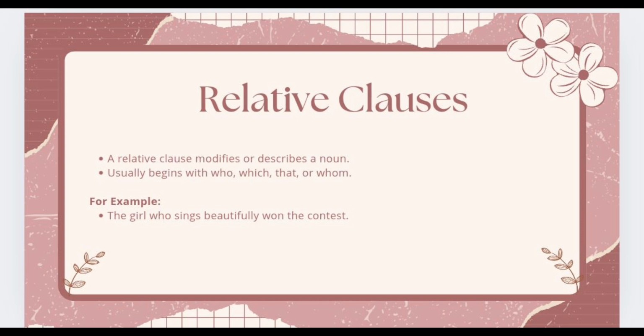So, for example, in the sentence, the girl who sings beautifully won the contest, the clause who sings beautifully gives more information about the girl. Without the relative clause, we just have the girl won the contest. But the clause adds important details. So in syntax, this is called modifying a noun phrase.